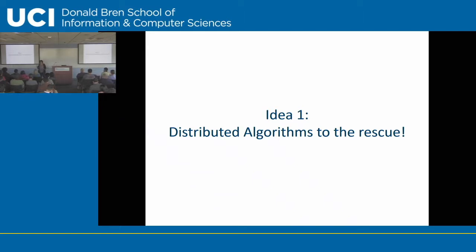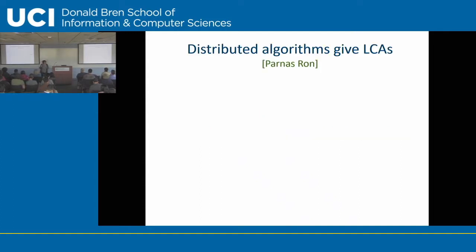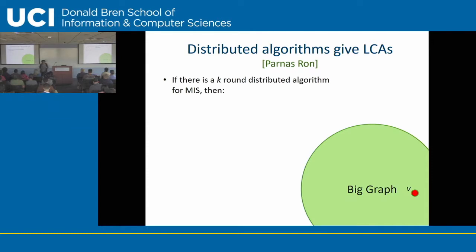But actually, we're going to use distributed algorithms to help us. So why should distributed algorithms have anything to do with sequential algorithms? I want to talk about this reduction due to Parnas and Ron. It says, if you have a k-round distributed algorithm for a problem, then let's think about what happens.